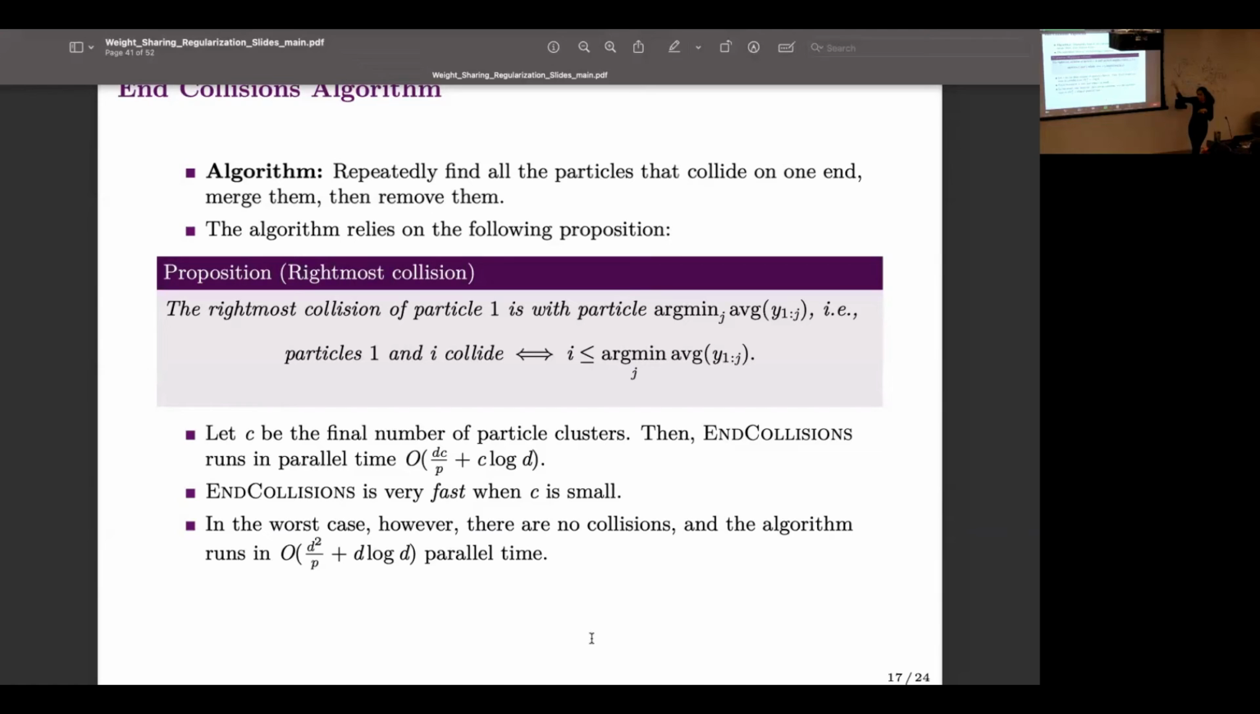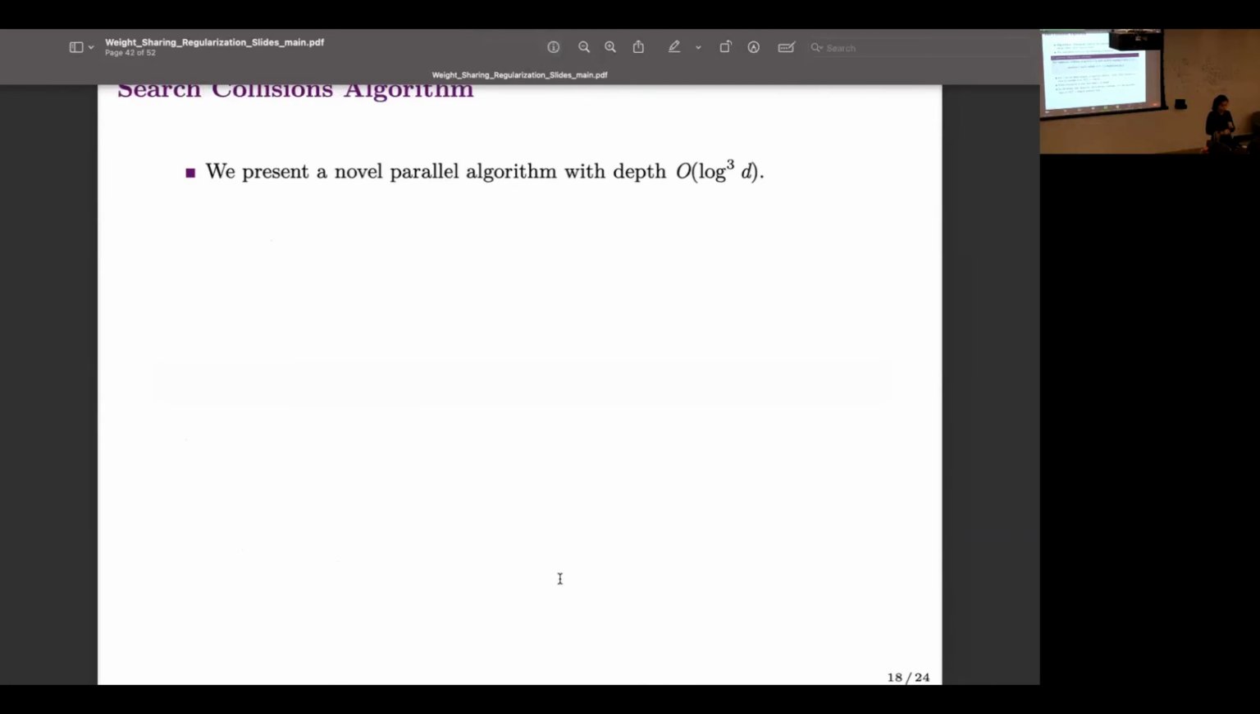I can spend more time giving more intuition on this, but I'm running a bit out of time. So I'm going to move on to our algorithm, the last one, because the previous two already existed, but we offered a parallel version of them. So this is the algorithm that we offered, which is more parallelizable. That's why it's going to result in a depth of log 3p.